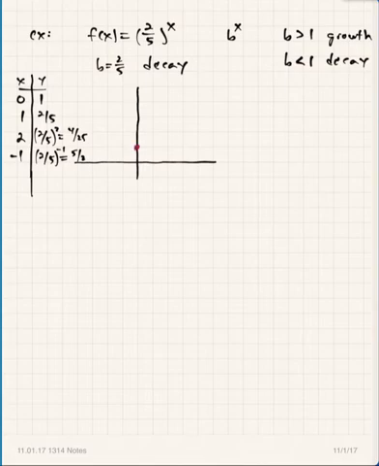You have (0, 1). You have (1, 2/5), which is a little bit less than a half. And then you have (-1, 5/2), which is 2.5 up here. And you get this familiar shape that we've been talking about. You get this decay curve, like this.